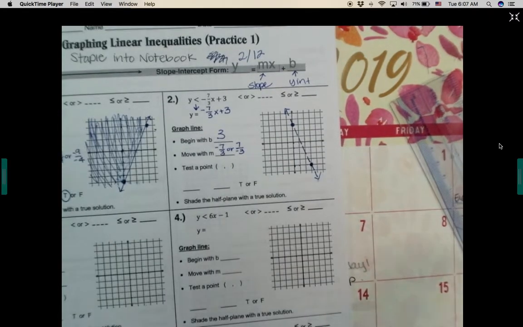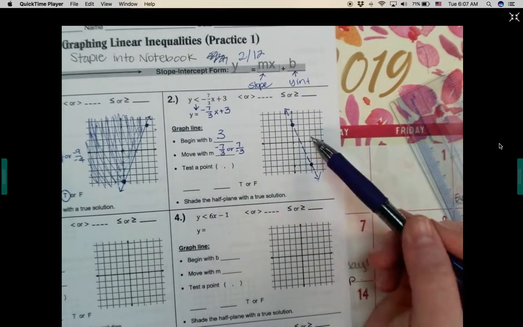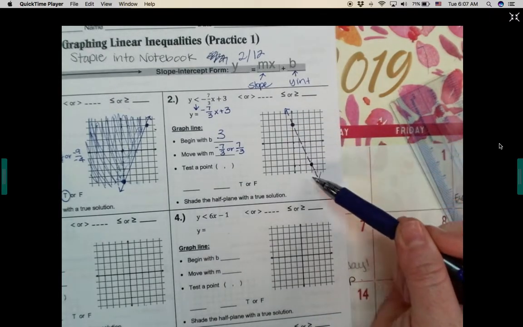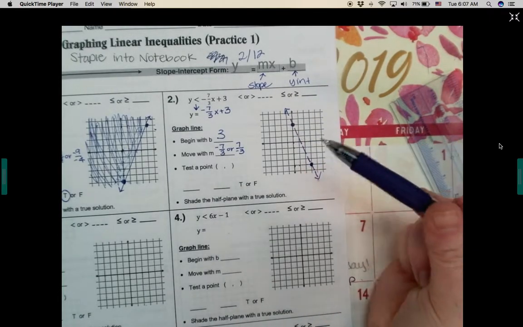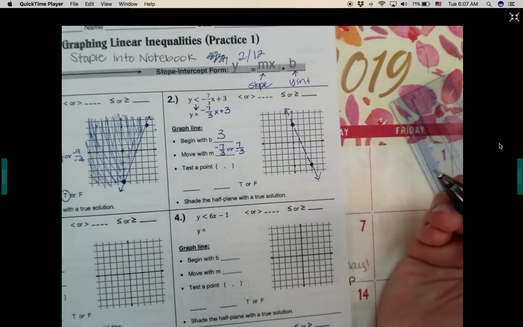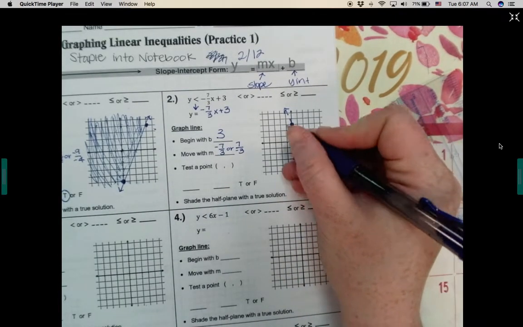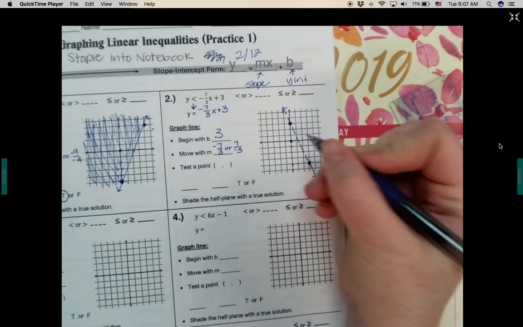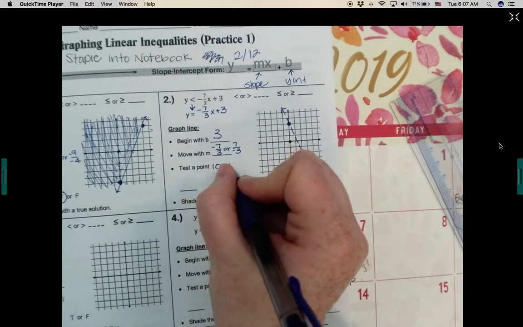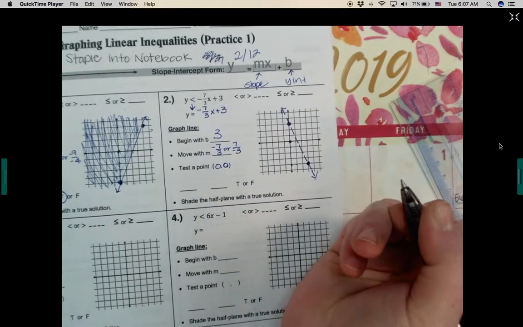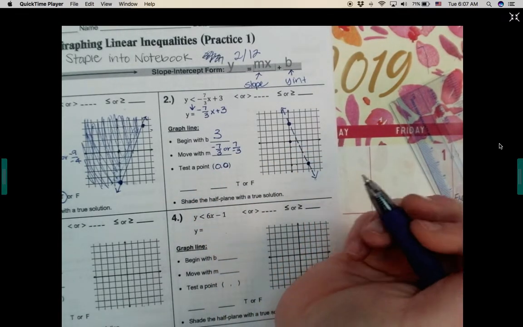So what that means is whatever side I end up shading, it doesn't include this line. So it's up until that line, it just is not on the line. So I'm going to test a point. I'm still going to test 0, 0 because 0, 0 is not on my line. So I'm going to test the origin. I do that because 0 is so easy to plug in, and it's easy to multiply, it's easy to subtract from, it's easy to add from.